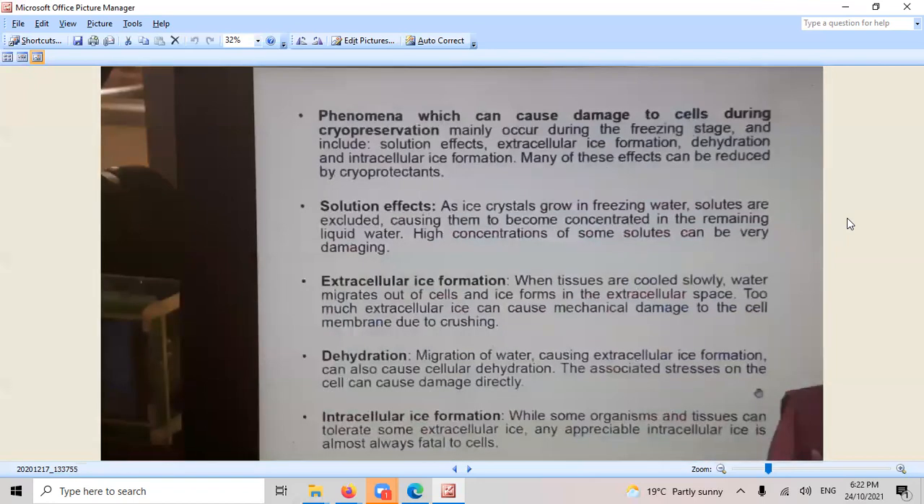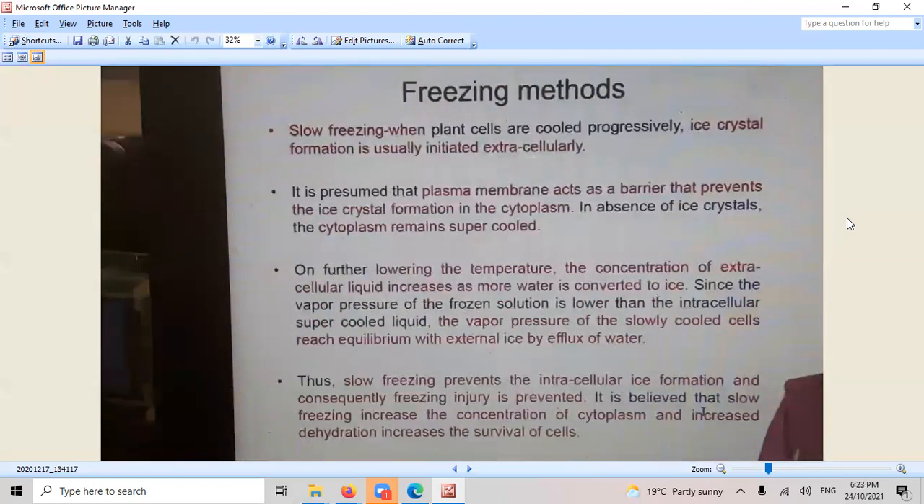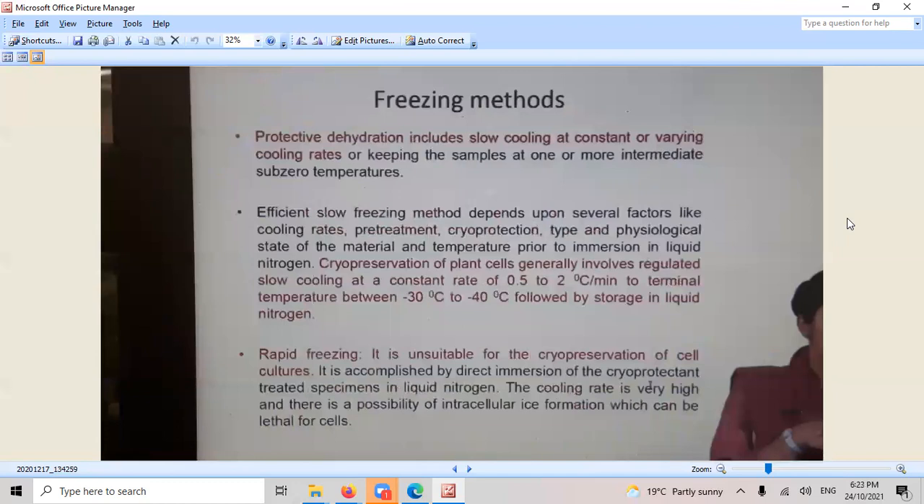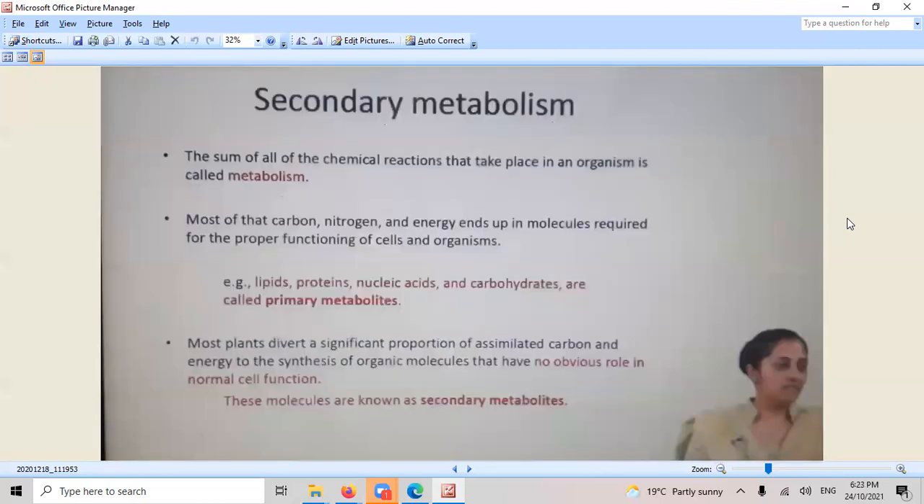Preservation is very important. Methods. Yeah, you want to acclimate it. When you do it, you just do it slowly. You can store stuff for ages. Acclimate it.